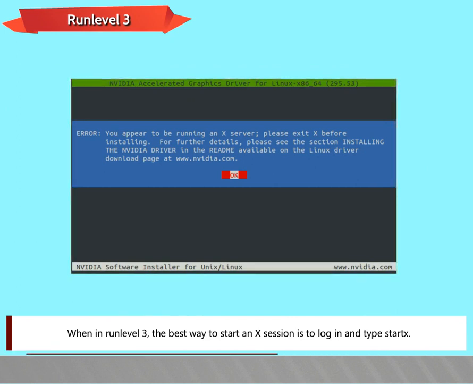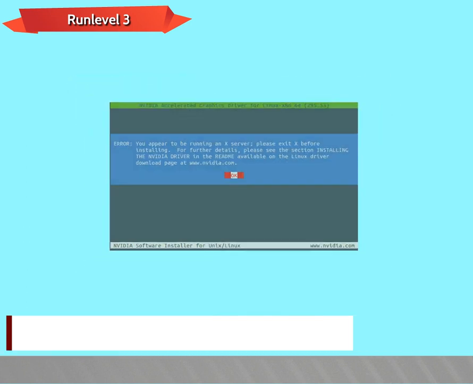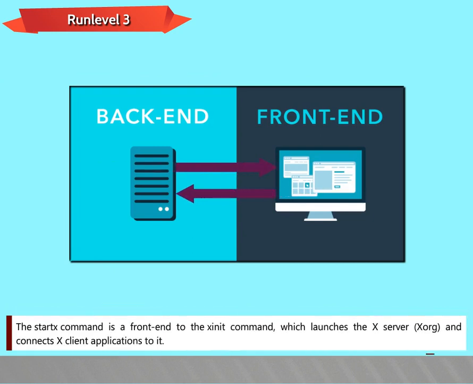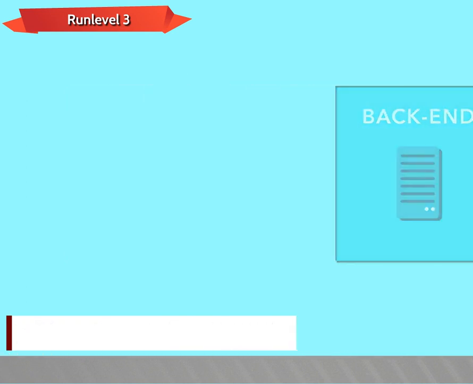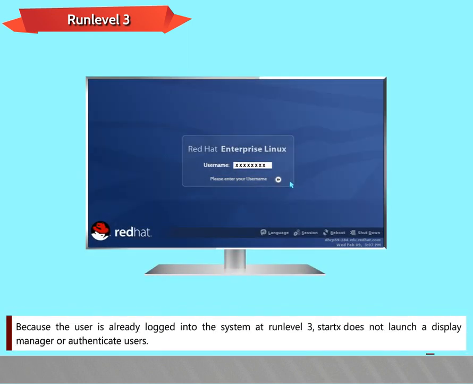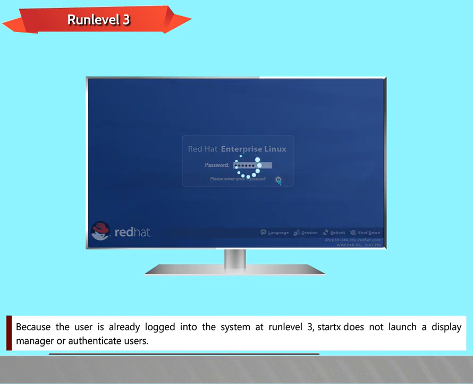When in Runlevel 3, the best way to start an X session is to log in and type startx. The startx command is a front end to the xinit command, which launches the X server, that is XORG, and connects X client applications to it. Because the user is already logged into the system at Runlevel 3, startx does not launch a display manager or authenticate users.